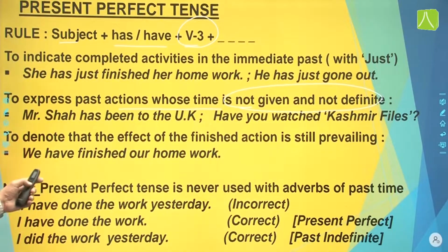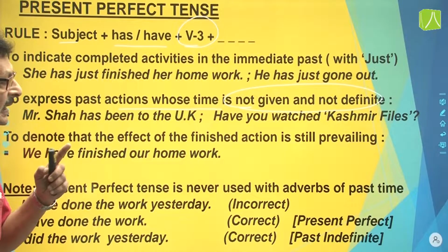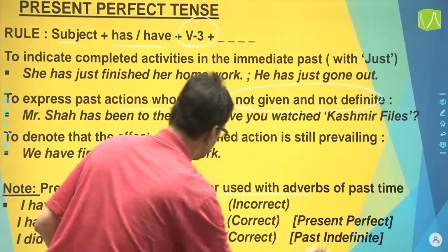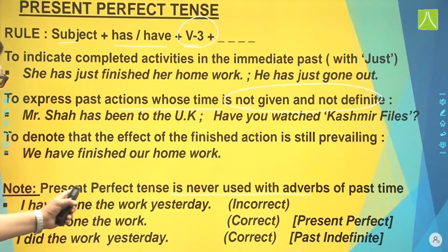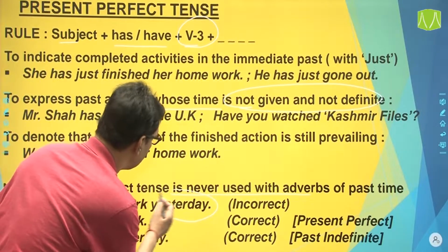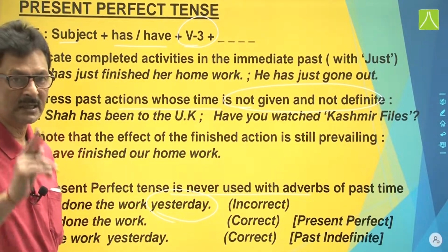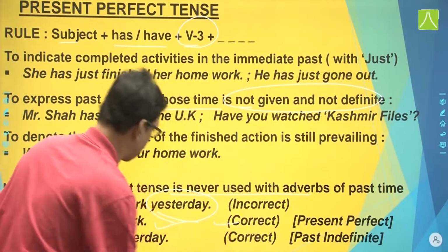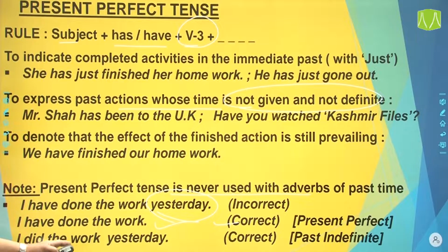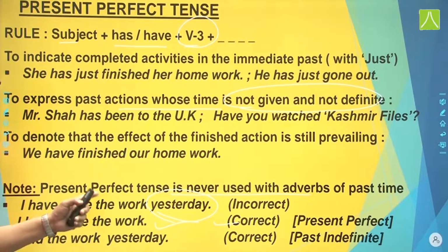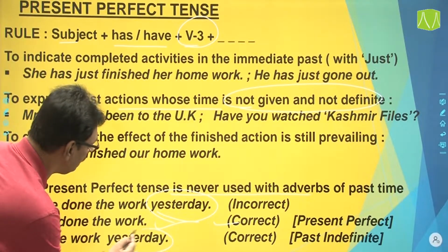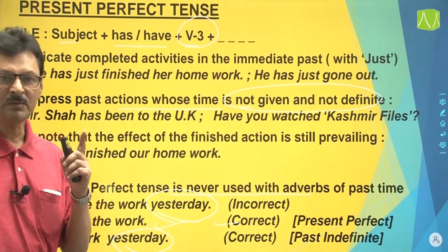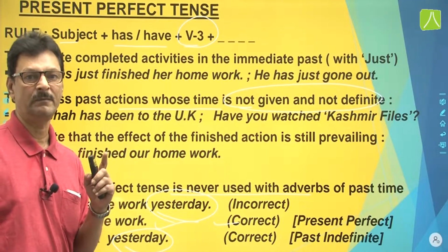The present perfect tense is never used with adverb clause of the past. Please remember this, it is never used with the adverb clause of the past. I have done the work yesterday is incorrect because yesterday is an adverb clause of the past. This is an incorrect use. I have done the work, yes, this is correct. And I did the work yesterday. So when I use the second form, it will always take the adverb clause of the past. But when you use present perfect tense, it is used when the adverb clause of the past is not defined.